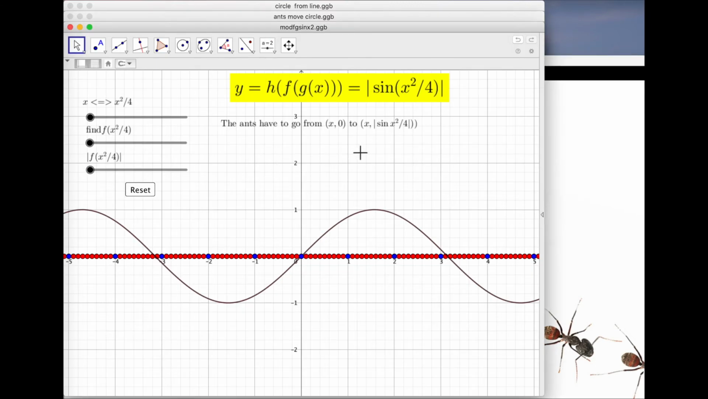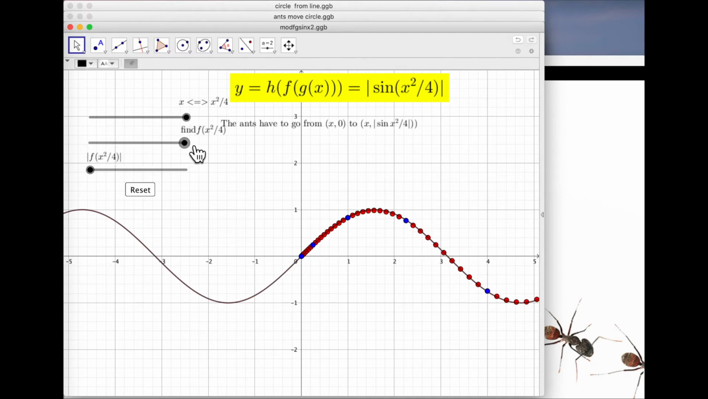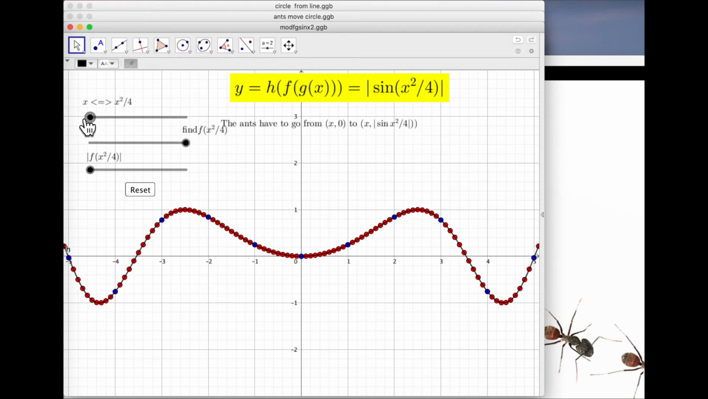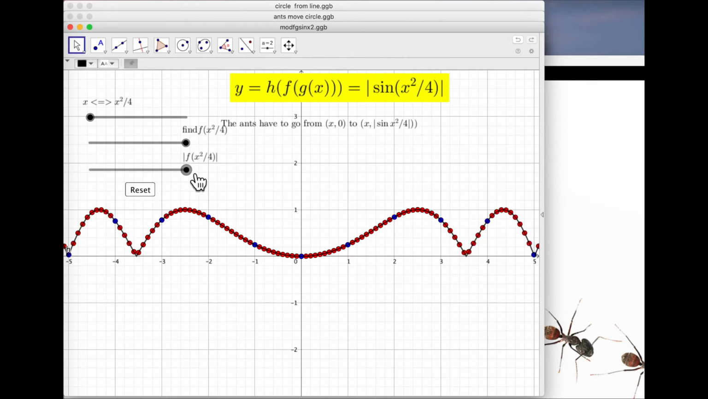They've got to create the graph of mod sine of x squared over 4. So they go to x squared over 4. They find the value of f. And then they go home. And then all they have to do now is take the modulus of their y value. That's the easy bit. There we go.